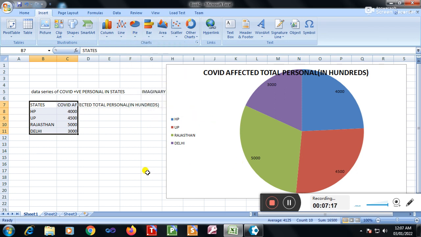So I think it is very easy to generate a pie diagram. So please try it yourself. Very simple tricks, and see it twice if there is a problem with you.